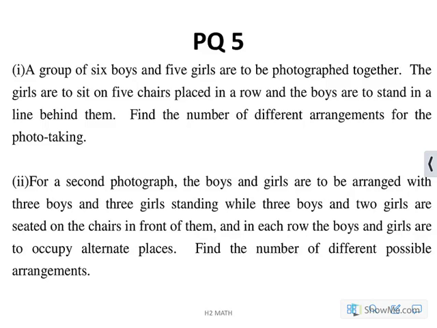For question 1, a group of 6 boys and a group of 5 girls are to be photographed together. The girls will sit on 5 chairs placed in a row, and the boys will stand in a line behind them. Find the number of different arrangements for the photo taking. So imagine that the camera is here, the girls are just in front, and the boys are at the back.